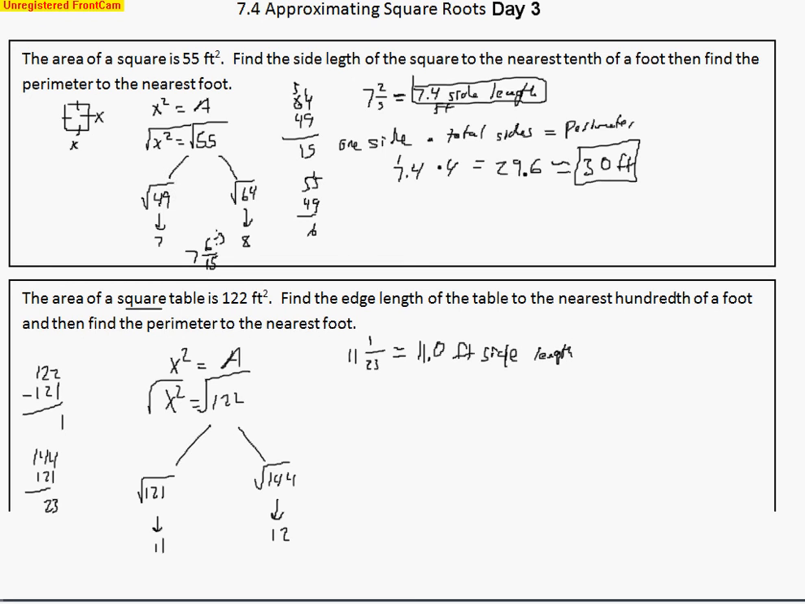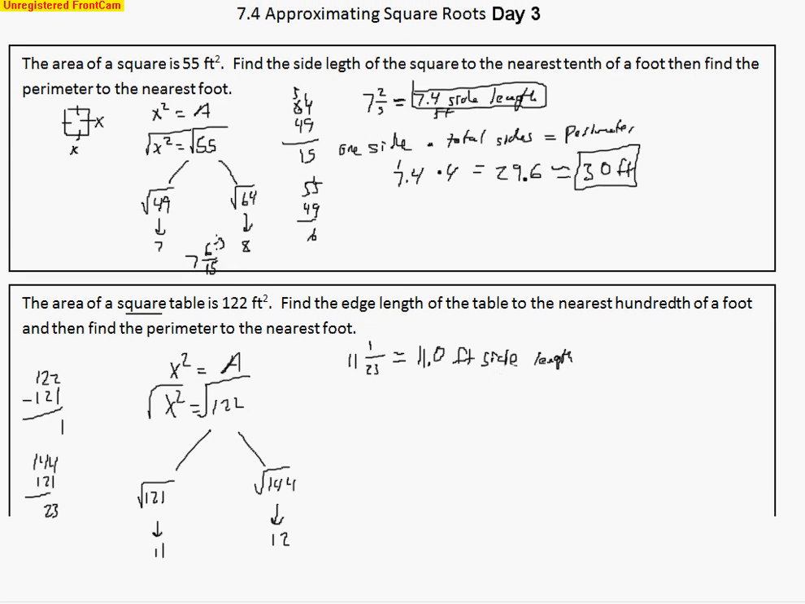So let's take a look at the perimeter then. Again, you're just going to multiply that length by 4. And so this is going to give us exactly 44. So 44 feet is going to end up being that perimeter. That is the perimeter. Those are the types of problems that you're going to see on tonight's assignment. Good luck.